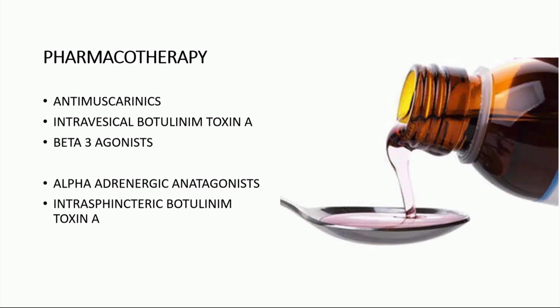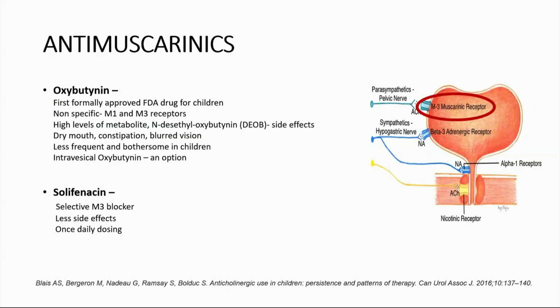The second tool in the conservative treatment of a child with neurogenic lower urinary tract dysfunction is pharmacotherapy. Antimuscarinics or anticholinergics represent the mainstay of the pharmacological treatment, and they block the muscarinic receptors in the bladder, which are responsible for causing the detrusor contraction.